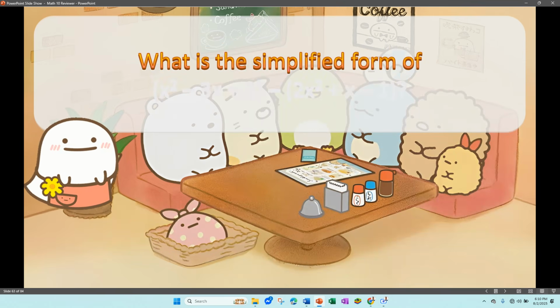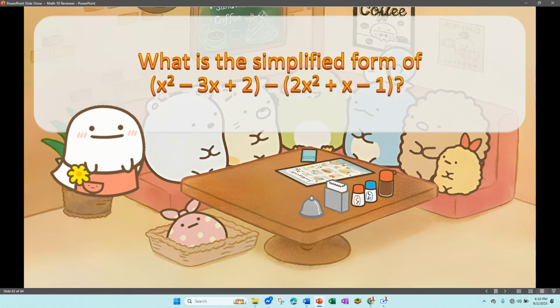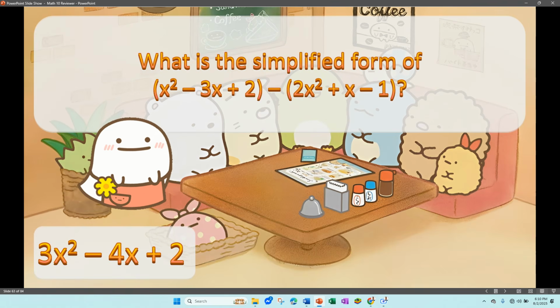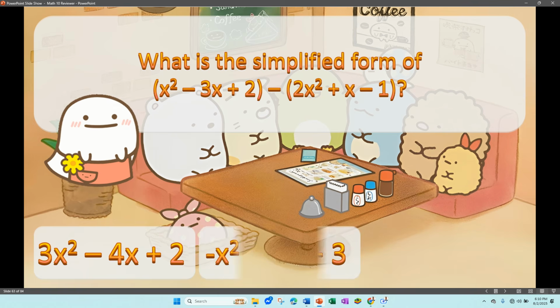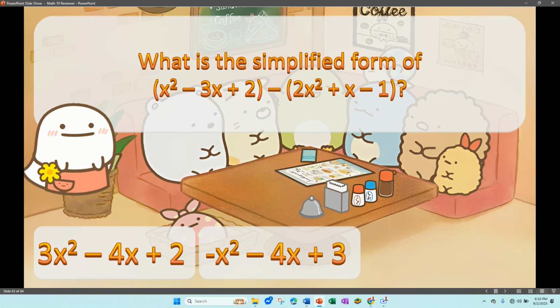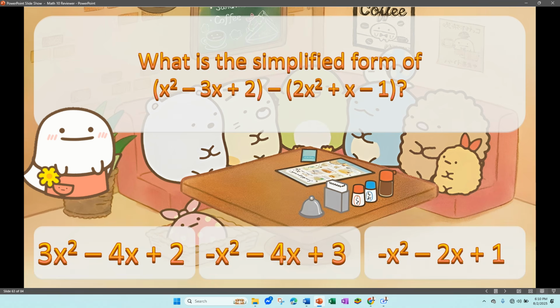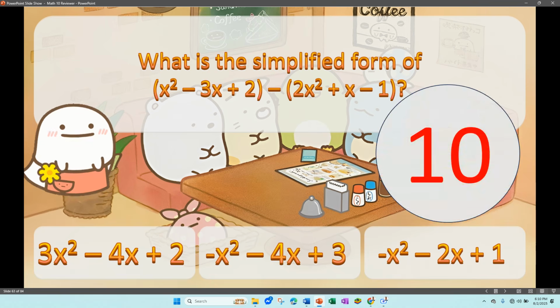Next, what is the simplified form of these? 3x squared minus 4x plus 2, negative x squared minus 4x plus 3, or negative x squared minus 2x plus 1. 10 seconds go.